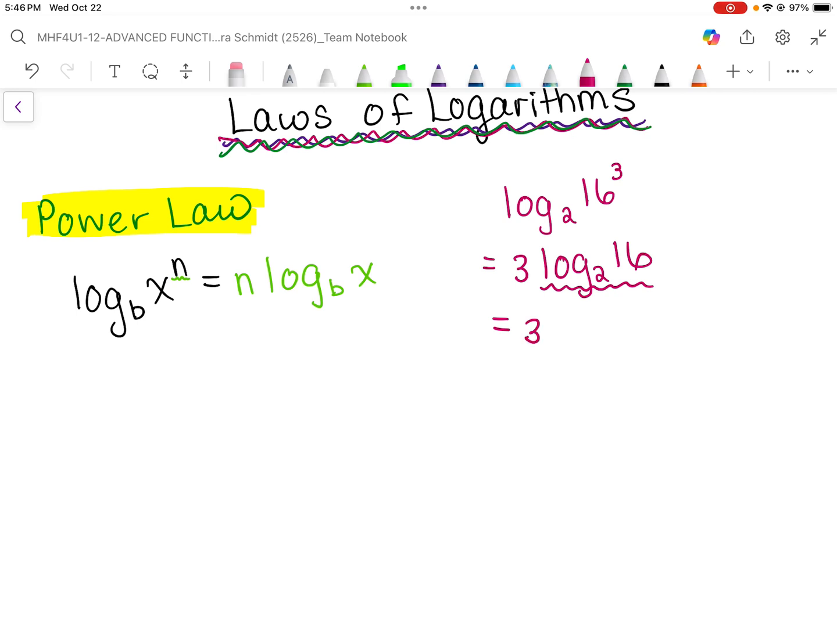So I'm just going to replace this with the number 4 because that's what that equals. Log base 2 of 16 is equal to 4. And then I can just do 3 times 4, and so I know it equals 12. So this power law just allows us to move an exponent to the front of our logarithm. So that's what the power law is.